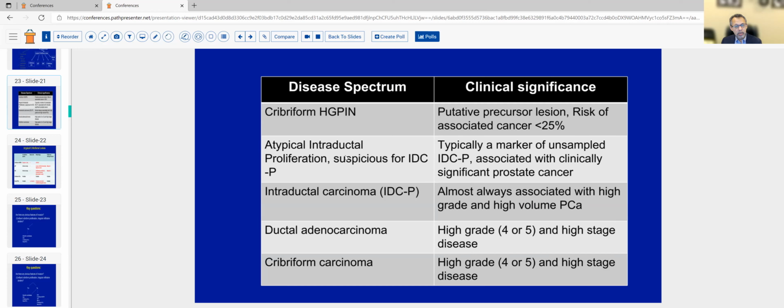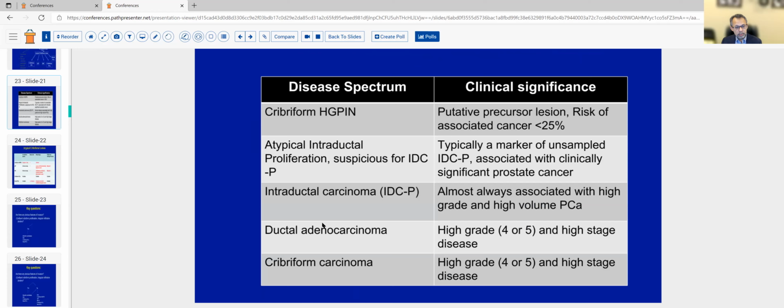In comparison, atypical intraductal proliferation suspicious for intraductal carcinoma is, in our experience, typically a marker of unsampled intraductal carcinoma. It is also associated with more clinically significant prostate cancer. Intraductal carcinoma, ductal adenocarcinoma, and cribriform carcinoma are typically almost always associated with high-grade and high-volume prostate cancer.